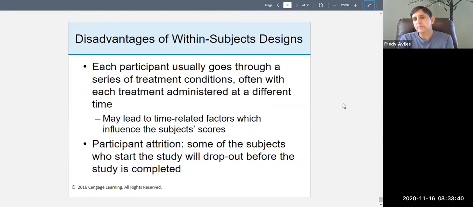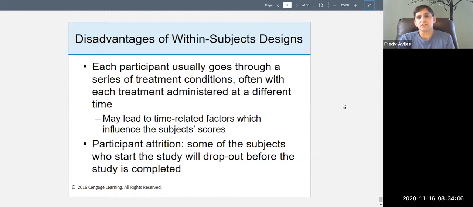This can lead to time-related factors that influence the subject scores. And I actually talked about these already. I mentioned the time-related factors when I talked about the threats to internal validity. So remember how things can happen between the time that they go through treatment 1 and treatment 2. Things can change, and that can change the way participants behave, right? Those are time-related factors.